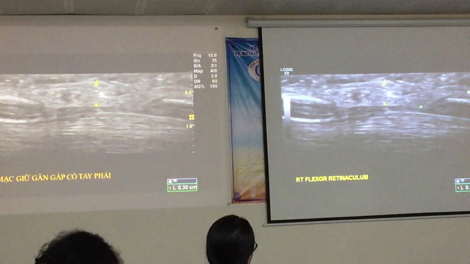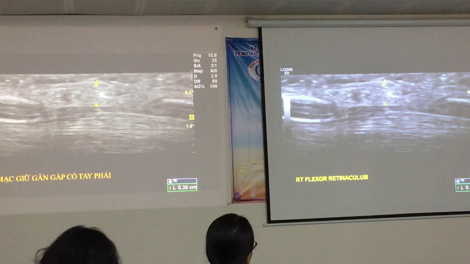And it was due to this thickening of the retinaculum. So instead of having that nice thin flexor retinaculum, you can see this is quite thickened once again at 3 millimeters.